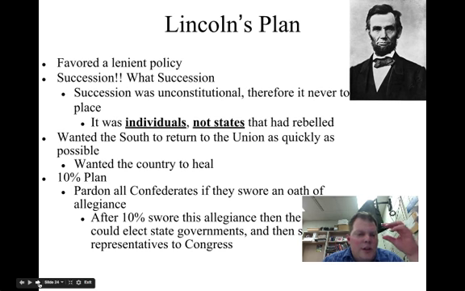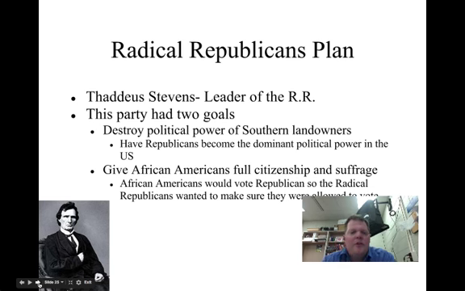Okay, Lincoln just wants to kind of forgive and forget, and basically let these states come back into the Union. Okay, let's get the healing over with. Let's get these guys back in. We're going to pardon all the Confederates if they swear an oath of allegiance. Once 10% of the people have sworn that allegiance, states can elect state governments and then send people back to Congress. Okay, the Republicans aren't going to like that.